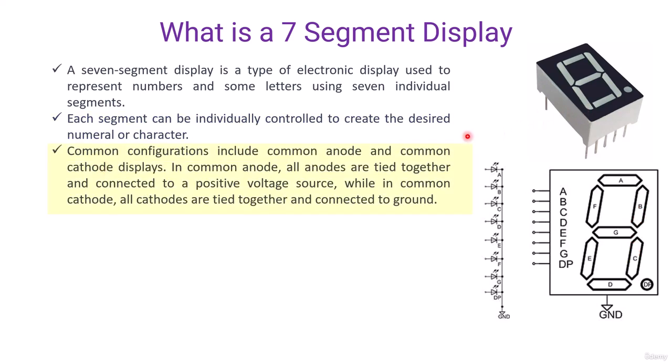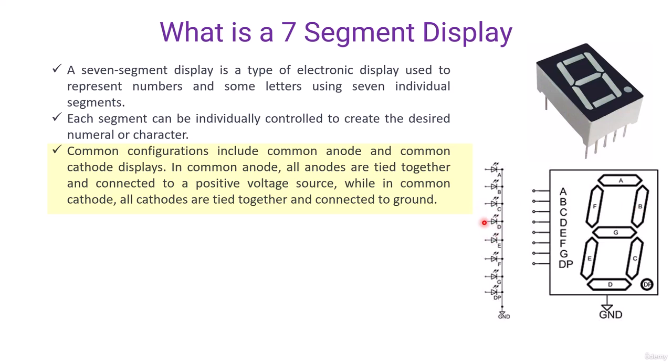The 7-segment comes in two configurations. The first one is common anode and the second one is common cathode. So this device could be a common anode type or a common cathode type. In a common anode type, all the anodes are tied together and connected to a positive voltage source. That means each segment of the 7-segment is one kind of LED, and we know an LED has two terminals: one is the anode and the other is the cathode.